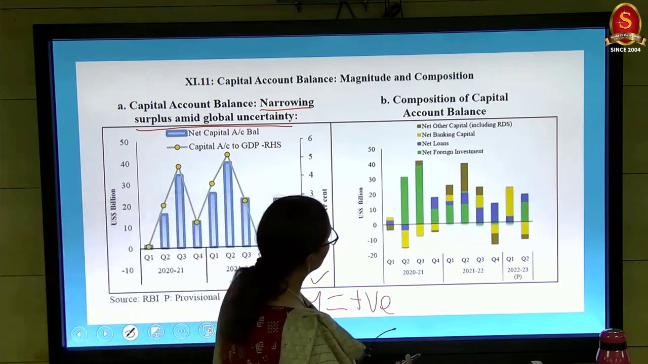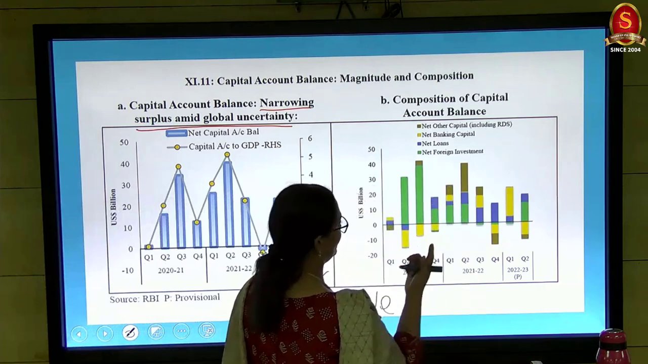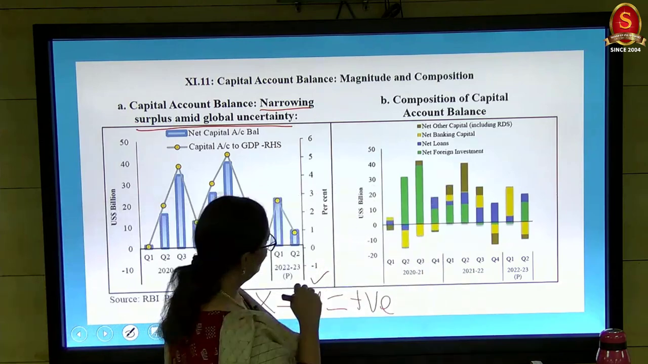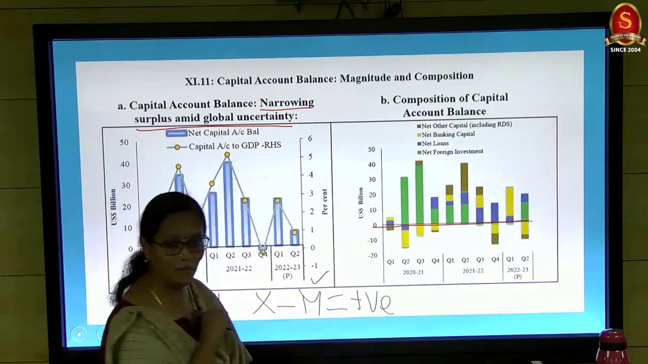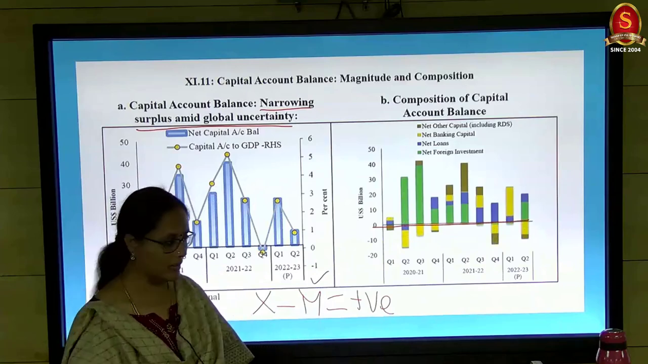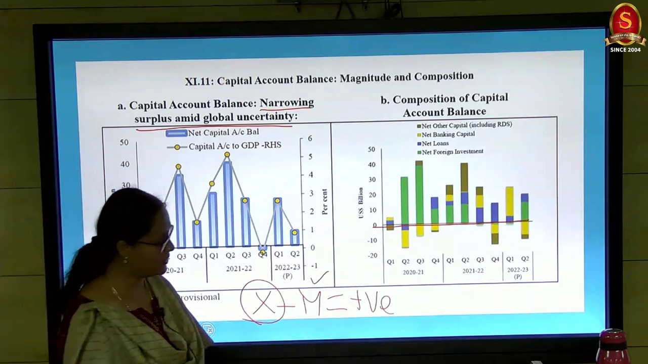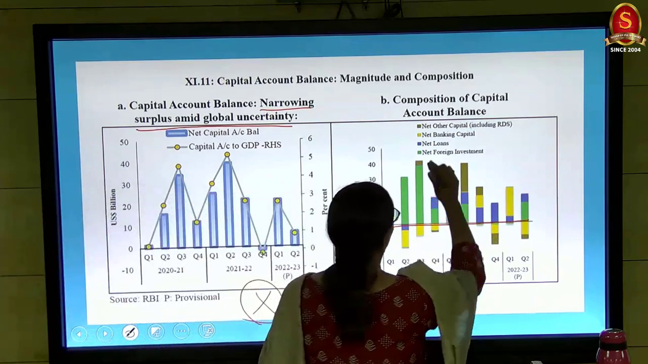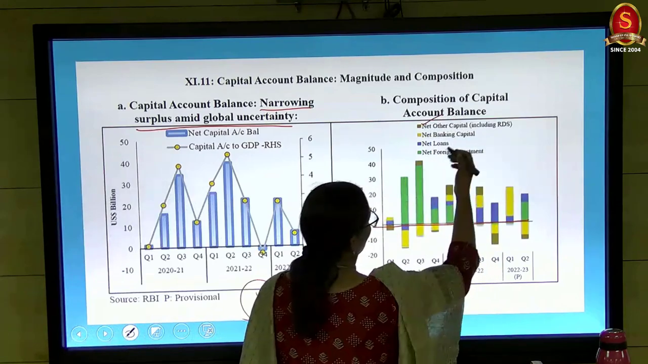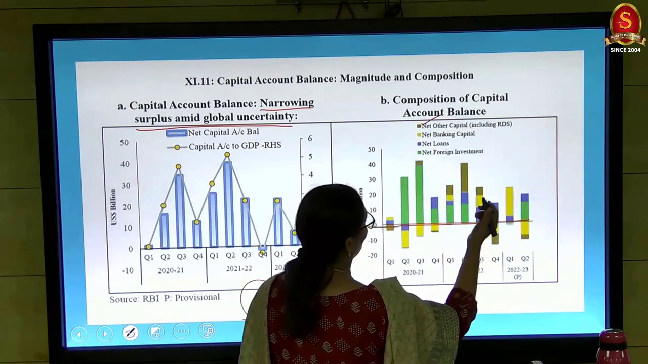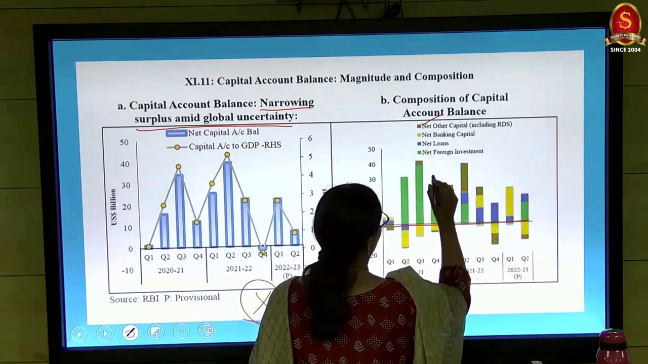So coming down to the right-hand side diagram, the composition of the capital account balance. Like the current account balance, we are going to look at lots of things on the above side. You can see that, right? Mainly because all the things that we are receiving, we are placing under it. That's why it is positive. What are all there? One color, brown, is net other capital, including RDS. Other capital could be banking capital or external commercial borrowing and other things can be placed here.